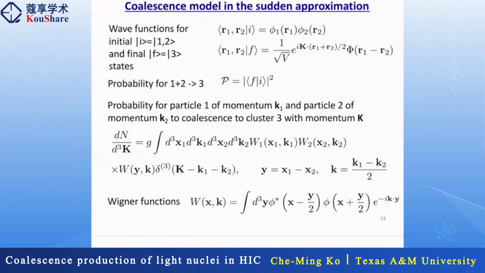The coalescence model is based on certain approximations. Initially, for the deuteron example, there are two nucleons, a proton and a neutron, with their wave functions. Then, after you form the deuteron, you calculate the projection of the wave functions. So you have the wave function of the two nucleons. Therefore, you have three Wigner functions: the Wigner function of the proton, of the neutron, and of the deuteron. Then you can do the standard calculation.